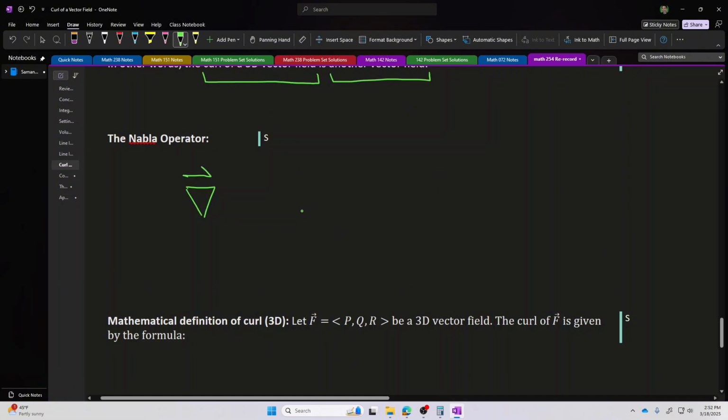The nabla vector is a vector which contains the three partial derivatives for three-dimensional space. The partial derivative in the x direction, the partial derivative in the y direction, and the partial derivative in the z direction. Nabla, this upside down triangle with the vector on top, is shorthand for this 3D vector of these three partial derivative operators.